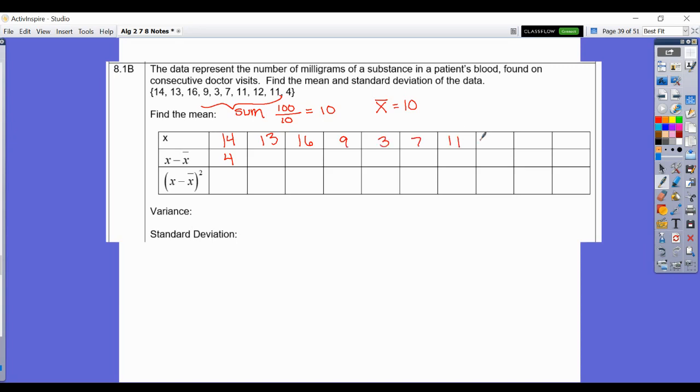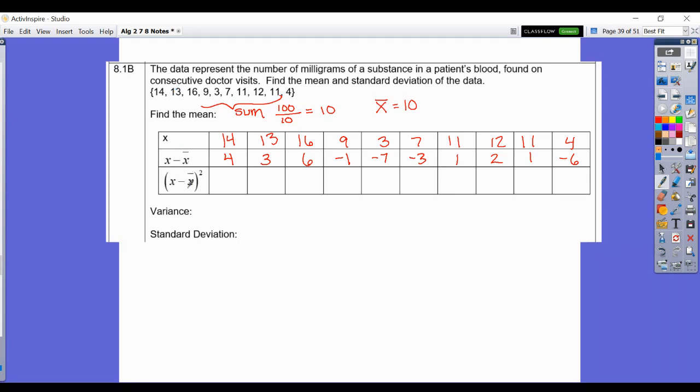It doesn't matter what order. If you want to put them in order, you can, but they're in this order, so I just kept them. All of these are going to be minus 10. So 13 minus 10, 16 minus 10, 9 minus 10 is a negative. When you get a negative, you need to write the negative here. 3 minus 10, 7 minus 10, 11 minus 10, 12, 11, and 4 minus 10 is negative 6. So those are our X minus the mean. That's our value of the sequence minus the mean.